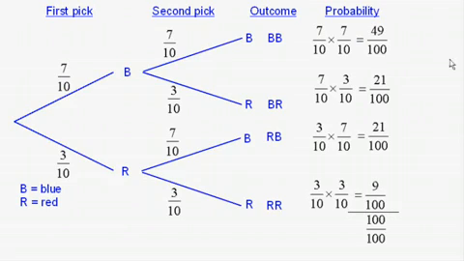Now, it's always a good idea to do a check here, because all of these 4 probabilities should add up to 1, as they're the only 4 possibilities in the situation. And they do add up to 100/100, which is 1. So we've done our check.